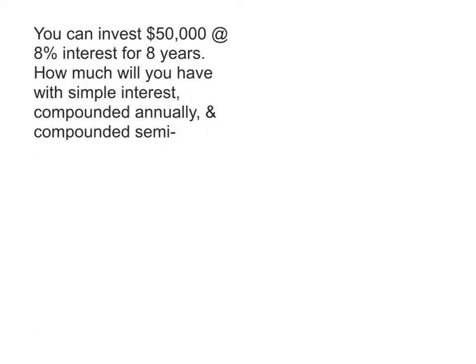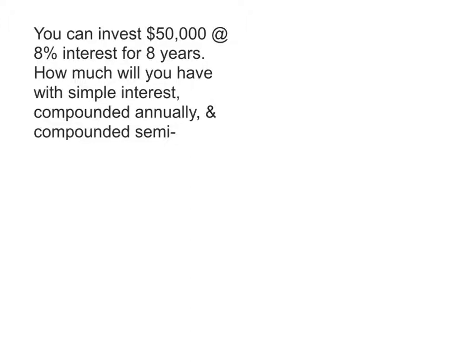We're going to start with some basic time value of money interest problems. The first one has 3 parts to it. You can invest $50,000 at 8% interest for 8 years. How much will you have if we count it with simple interest, compounded annually, and compounded semi-annually?